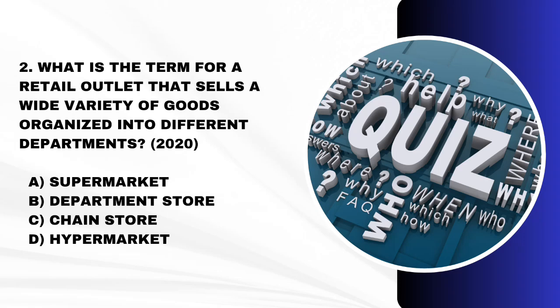Next question. What is the term for a retail outlet that sells a wide variety of goods organized into different departments? This one's coming from year 2020. Option A, supermarket. Option B, departmental store. Option C, chain store. And option D, hypermarket. Take a moment to consider this.